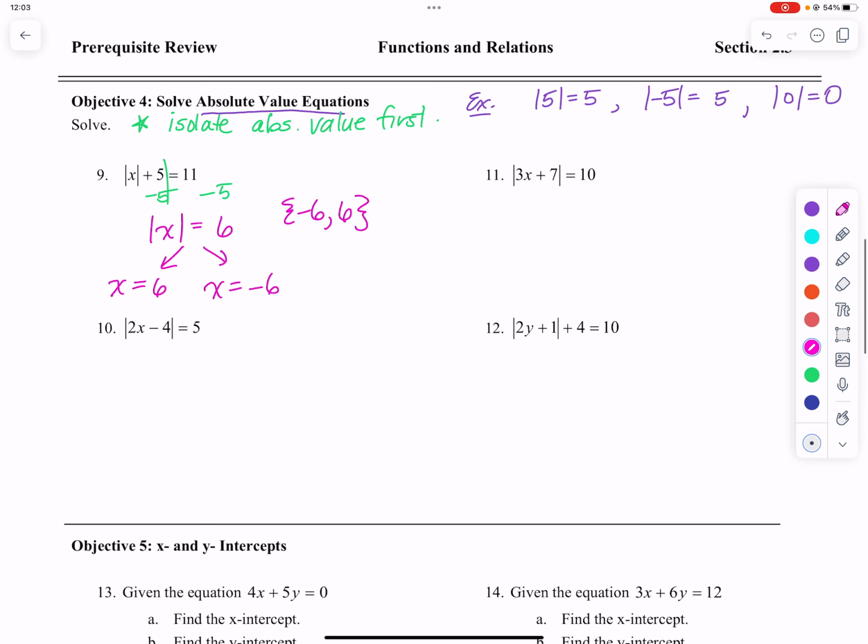Let's go ahead and try that again. This is already isolated, the absolute value. So we will say 3x plus 7 is equal to 10, or 3x plus 7 is equal to -10. So now we will subtract 7. I like to work both of them at the same time, but you can do them one by one. 3x equals 3, and dividing both sides by 3, we have x is equal to 1.